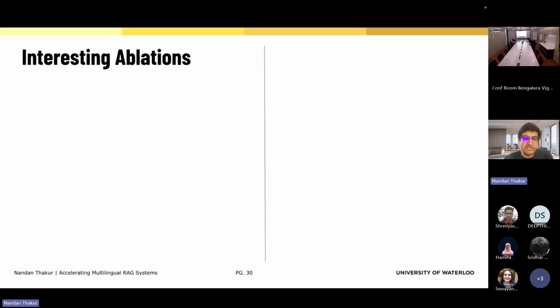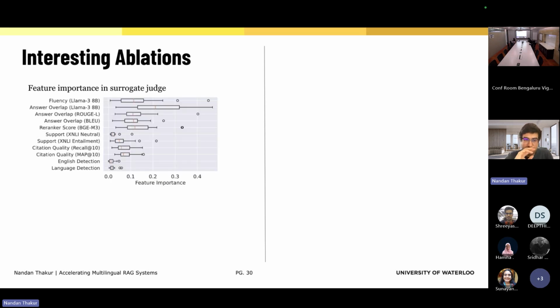We had some interesting ablations. The first one was feature importance in the surrogate judge. In this case, we found that, using the heuristics, the answer overlaps were the most important features, and also the fluency. This is very interesting, actually. Maybe I can discuss later why I think this might be the case. In general, the surrogate judge is a random forest model, so you can get the feature importance, and it gives a higher weight to these certain features.